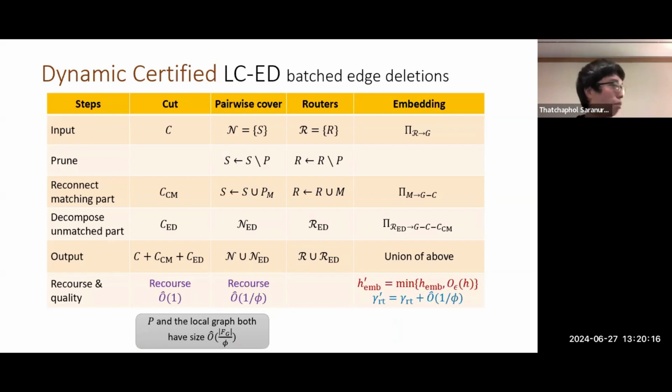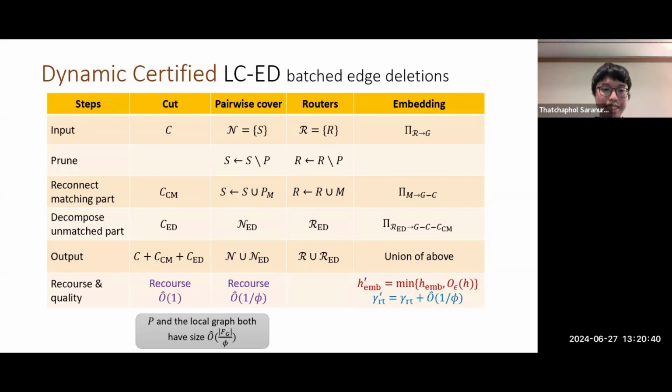To summarize what we are doing here: we have an input, then the prune step, which prunes some vertices out, and then we connect them through matching, and then decompose the unmatched part locally. And then the output is just the union of two certified EDs.